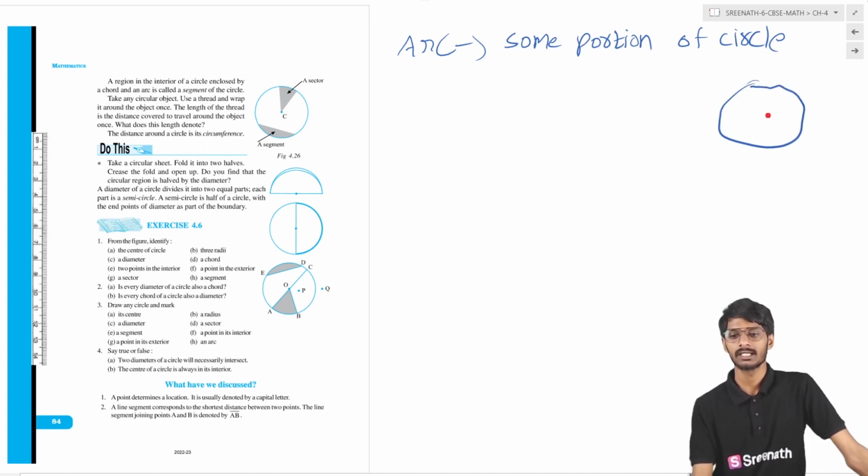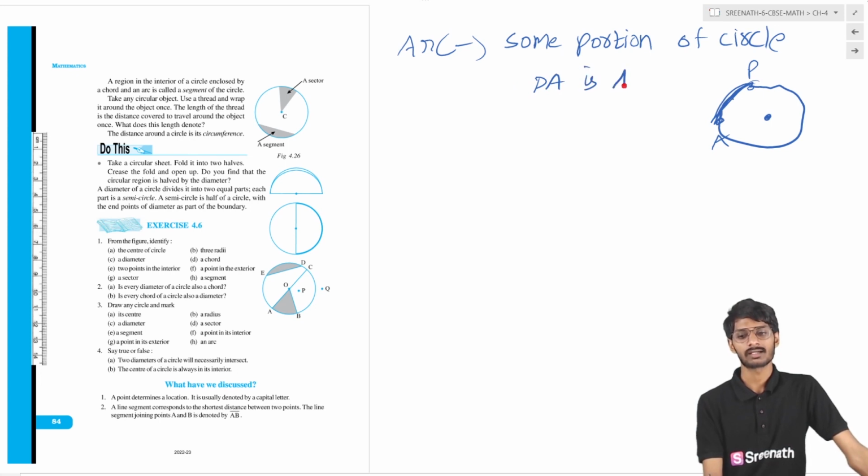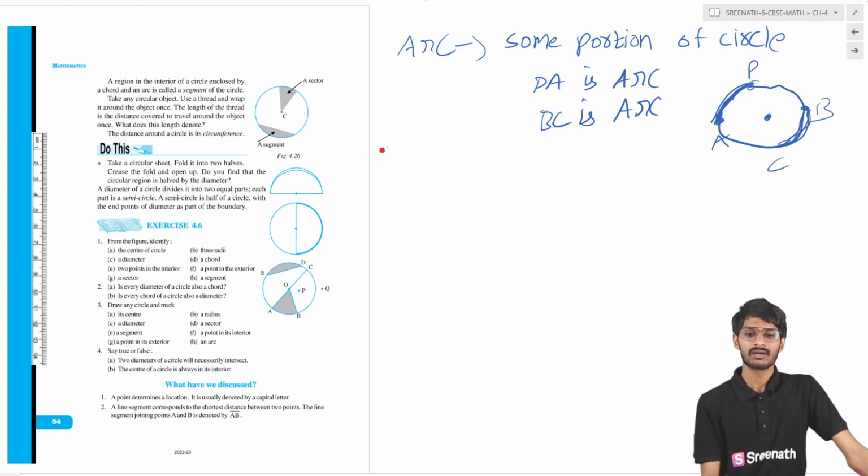Suppose this is the circle, this is the center, and this is a point P and this is a point A, then we call PA an arc. This is some part. This is another part. Suppose there is a B and there is a C. So these two points, this is also an arc. So BC is also an arc. This means arc, students.